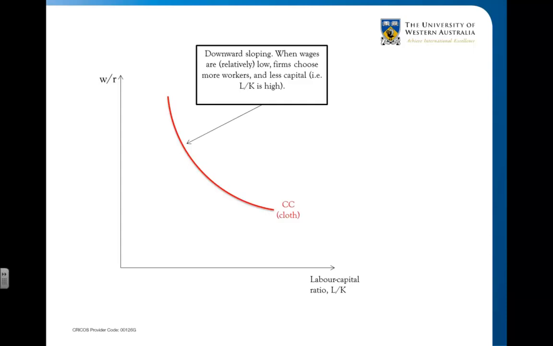Okay, so it's going to be downward sloping. I've got here the curve for cloth. It's downward sloping because when wages are relatively low, in other words, W is low relative to the rental rate of capital, then firms are going to choose to use more labour, so L will be higher and K will be lower. That gives it its downward sloping shape. Now I'm just going to pick this point here, the relative factor prices, that's the labour to capital ratio that's going to be used for cloth.